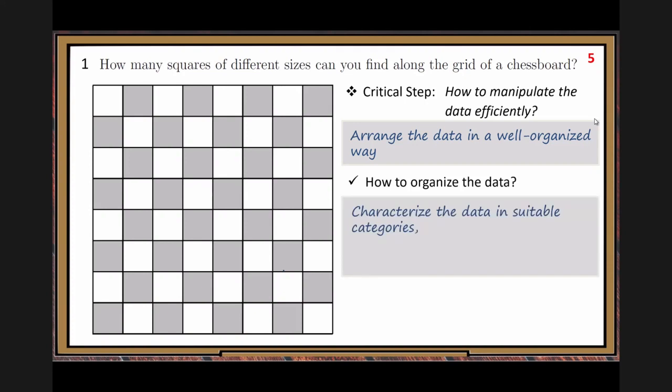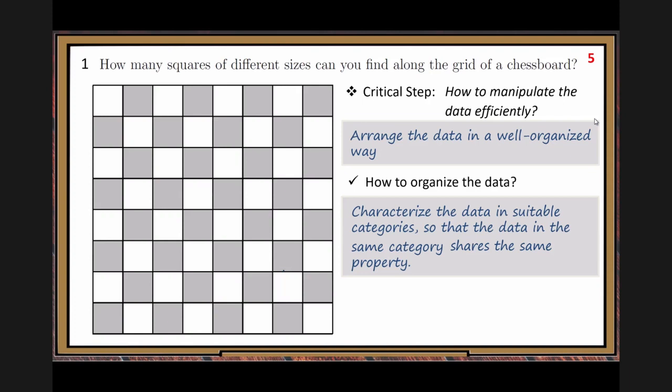Characterize the data in suitable categories. Suitable here, this question, by sizes. So that the data in the same category shares the same property. When we do the counting, it's very easy, right? If you count from different categories, then it's hard to count. But same category, easy to count, right? So you can see the benefit.